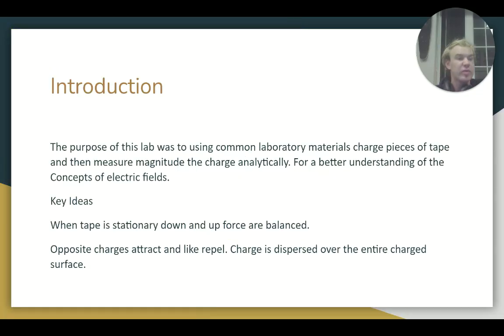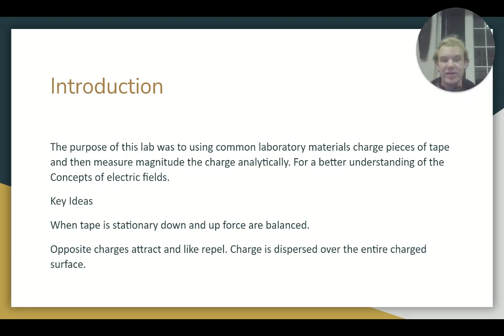So we had the same experimental setup of placing two pieces of tape on top of each other, using friction to charge the top one, and then repeating that to create two of the same charge and setting them atop each other to balance out electric force and the force of gravity. And that was our experimental setup. The purpose of this lab was to use common laboratory materials like the tape to measure the magnitude of the charge analytically and for better understanding the concepts of electric fields.